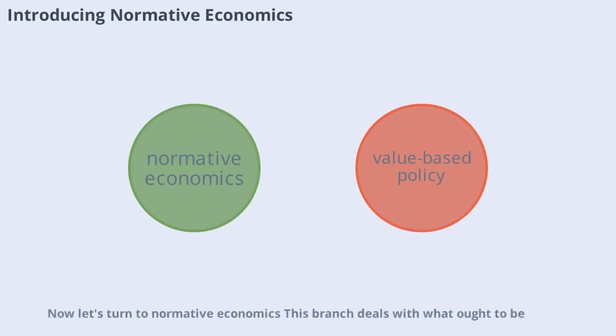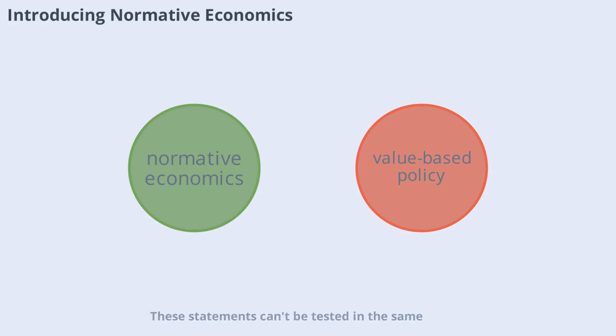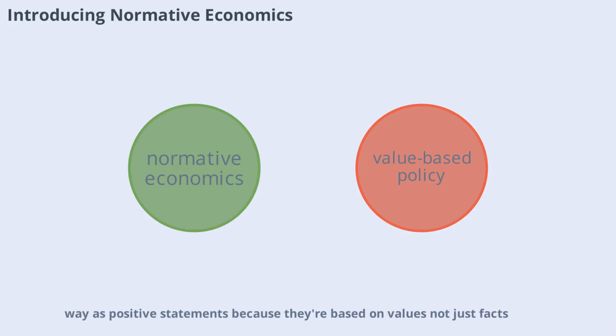Now let's turn to normative economics. This branch deals with what ought to be. Normative economics involves opinions, values, and judgments about economic policies and outcomes. Statements like "the government should reduce taxes to boost growth," or "healthcare should be free for everyone," are normative because they reflect beliefs about what is desirable or fair. These statements can't be tested in the same way as positive statements because they're based on values, not just facts.